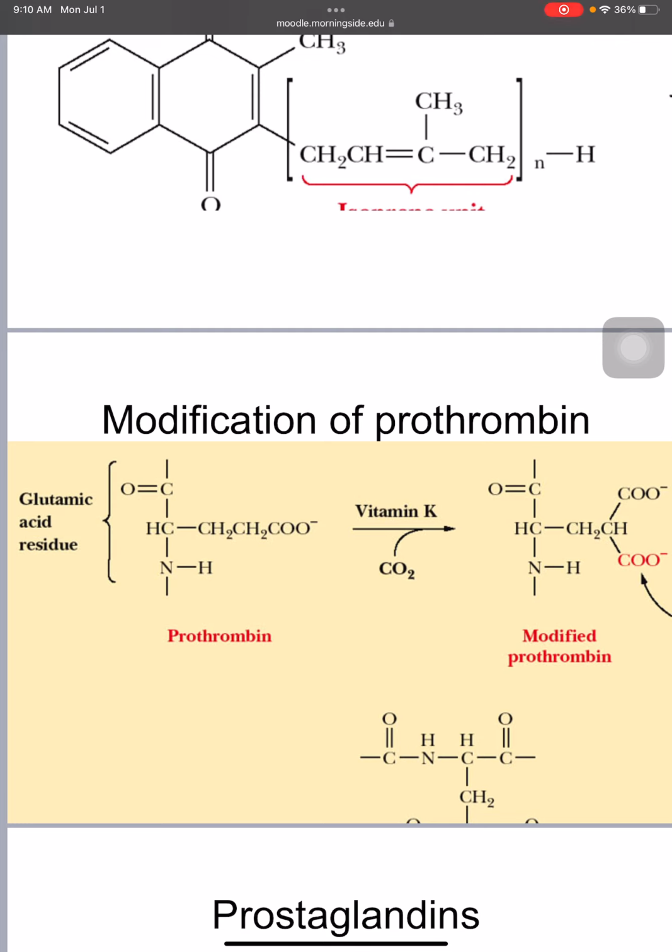Calcium is what we call a bidentate ligand. Don't worry about it if you've never heard it before. That's from an analytical chemistry term. But in order to bind that calcium, you have to have two carboxylate groups, and so that's not possible without vitamin K.